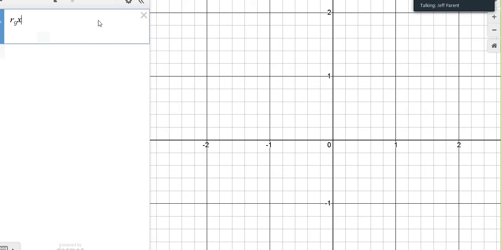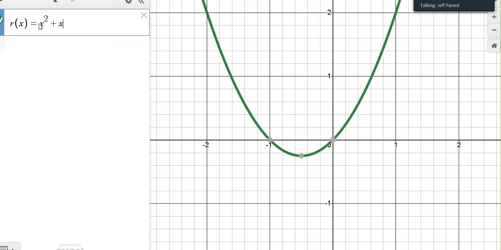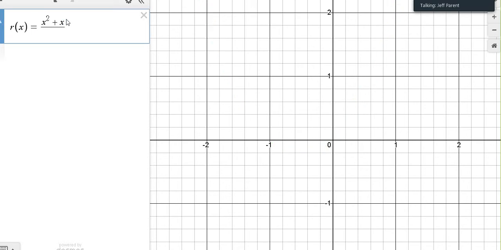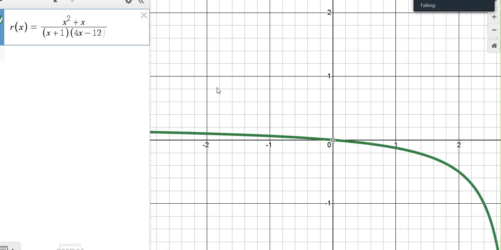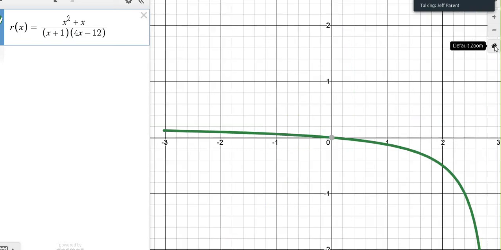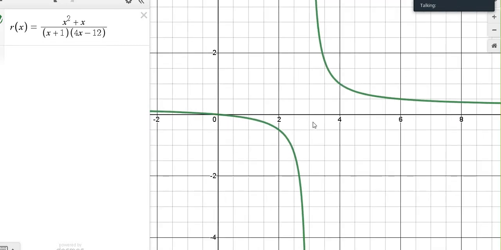So we'll call this r of x equals x squared plus x. And now I'll just highlight all this and hit the divide key. Divided by, I'll do (x plus 1) times (4x minus 12). If you're kind of lost, like, oh my gosh, this is kind of a weird graph, hit the home button. There you go. That's a little bit better. And, you know, maybe I can zoom in a little bit from here.